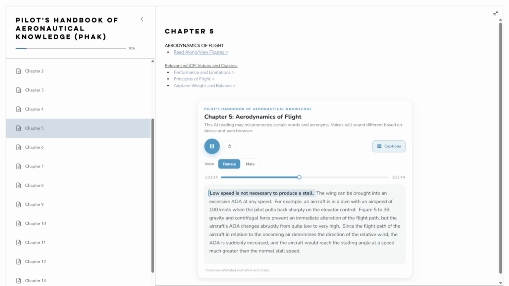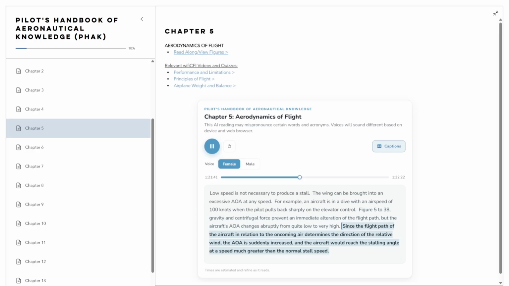Low speed is not necessary to produce a stall. The wing can be brought into an excessive AOA at any speed. For example, an aircraft is in a dive with an airspeed of 100 knots when the pilot pulls back sharply on the elevator control. Figure 5-38: gravity and centrifugal force prevent an immediate alteration of the flight path, but the aircraft's AOA changes abruptly from quite low to very high.